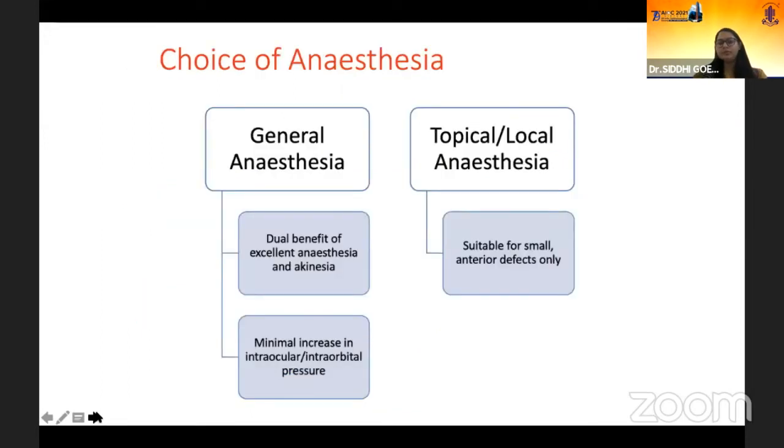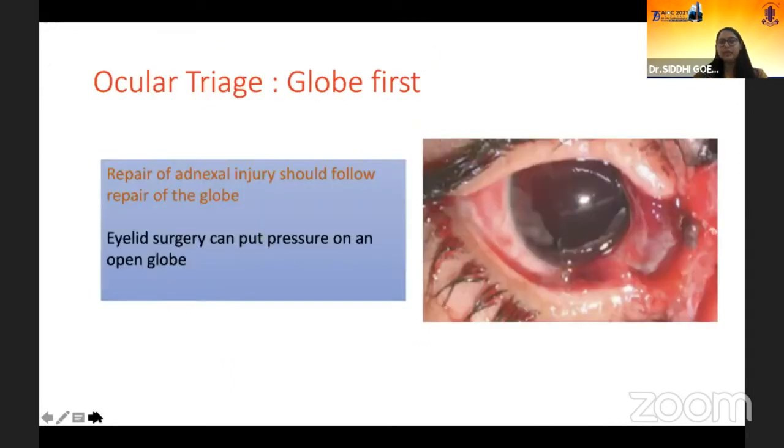So coming to the choice of anesthesia, most of the cases are managed under general anesthesia, which gives us a dual benefit of excellent anesthesia as well as akinesia. And there is a minimal increase in the intraocular and the intraorbital pressure. Topical or local anesthesia is suitable for small anterior defects. So coming to ocular triage, the first aim is the globe. Repair of the adnexal injury should follow repair of the globe. Any eyelid surgery can put pressure on an open globe.